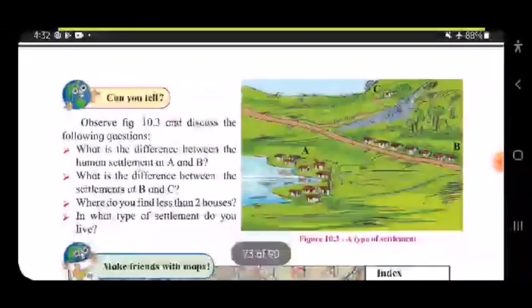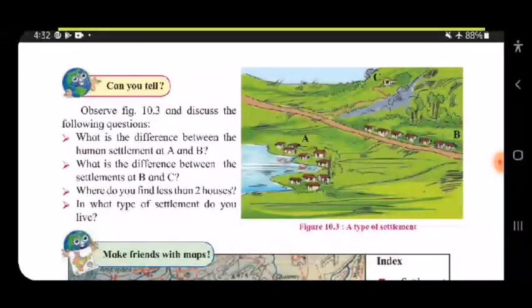Okay, let's move further. Observe figure 10.3 and discuss the following questions. So now look at this picture which is given to you. The first question: what is the difference between the human settlement at A and B? You can see A, B and C. They're asking you what is the difference between the human settlement at A and B.